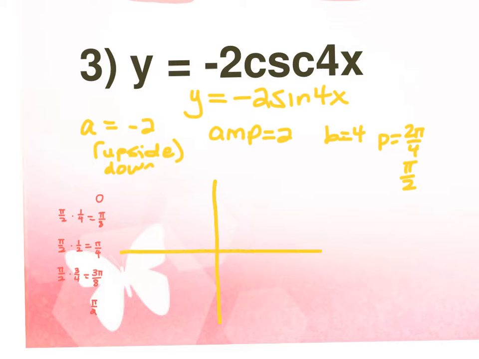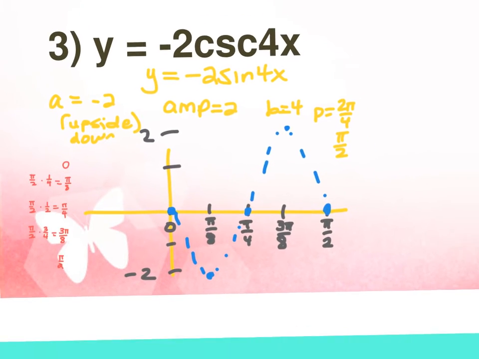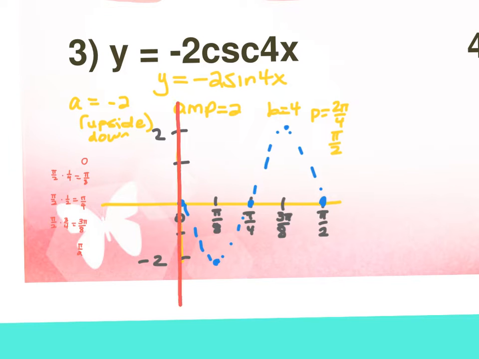Shouldn't the last one also be pi over 2? Yeah, okay. So then I'm going to plot 0, pi over 8, pi over 4, 3 pi over 8, and pi over 2. The amplitude is 2. And to get cosecant, I'm going to start by graphing sine. This was negative sine. So normally I start at 0 and go up, but if it's negative, I'm going in the opposite direction. So my graph looks like this. From there, everywhere there's an x-intercept gets an asymptote.